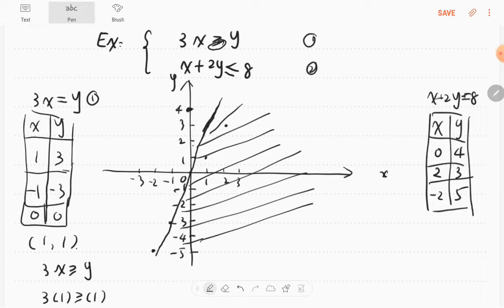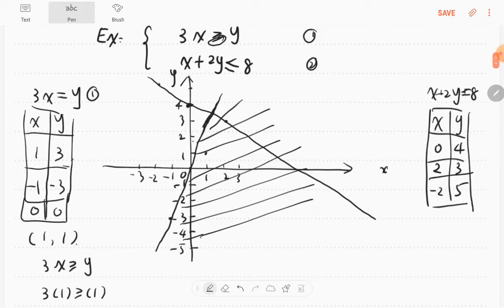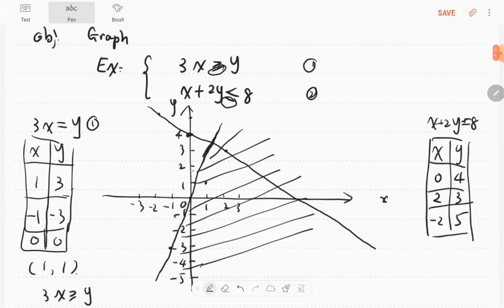Hold on. 2, 3, negative 2, 5, 0, 4. Sorry, it's not this one. Negative 2, 5 will be this one. Now I will connect these points to make a straight line. I also use the solid line because we also find the equal sign here in the second inequality. So it's possible to be equal to 8, so I will put the solid line.